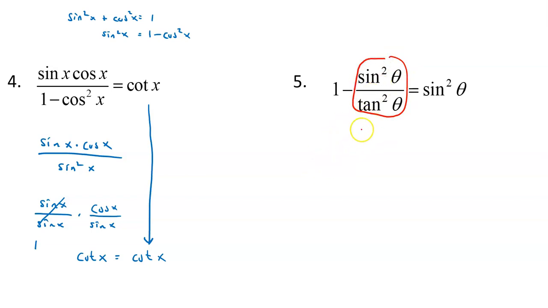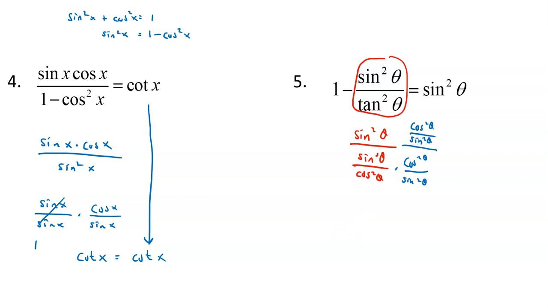So sine squared over tan squared is sine squared theta over sine squared theta over cosine squared theta, right? Sine over cosine is tangent. And then multiply by the reciprocal of that denominator. So multiply by the reciprocal of sine squared over cosine squared, so that I end up multiplying by cosine squared over sine squared here, and then on the top, cosine squared over sine squared there.